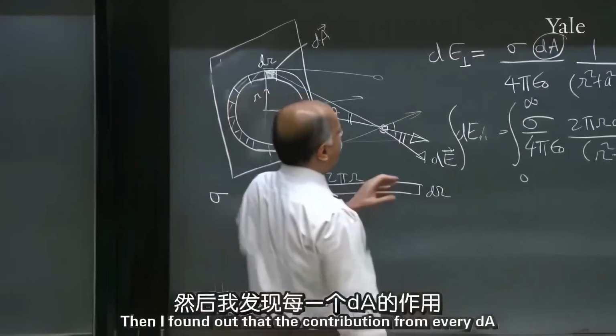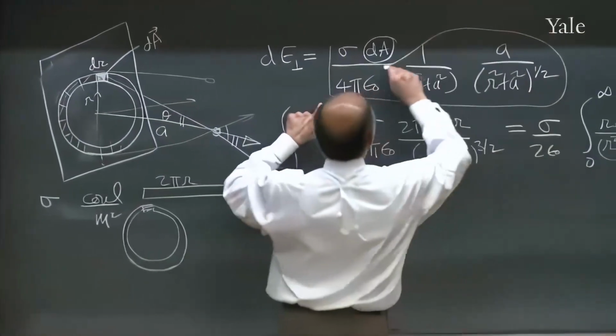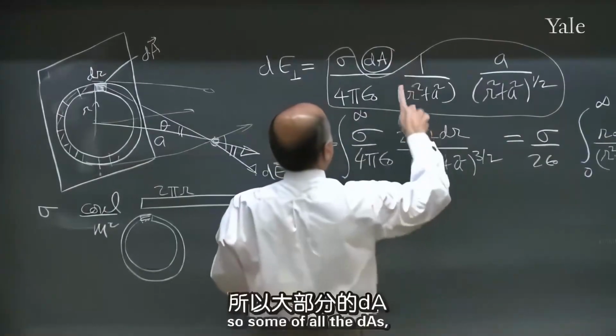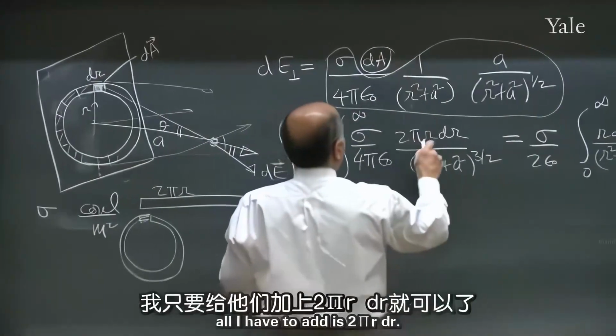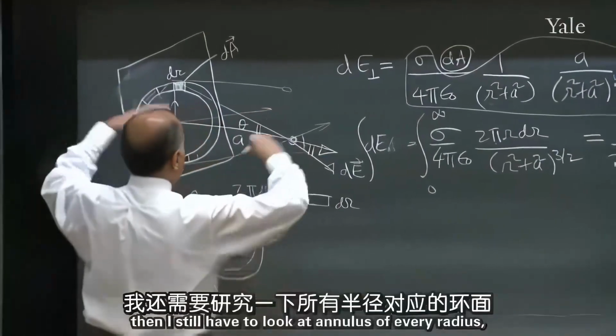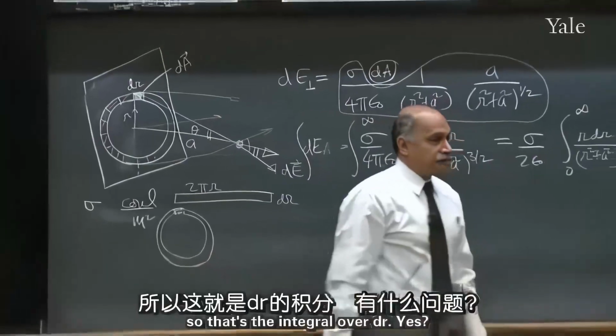Then I found out that the contribution from every dA had exactly these factors. They all had the same r, they all had the same a. So sum of all the dAs, which is all I have to add, is 2 pi r dr. And that's the contribution from this annulus. Then I still have to look at annulus of every radius. So that's the integral over dr.